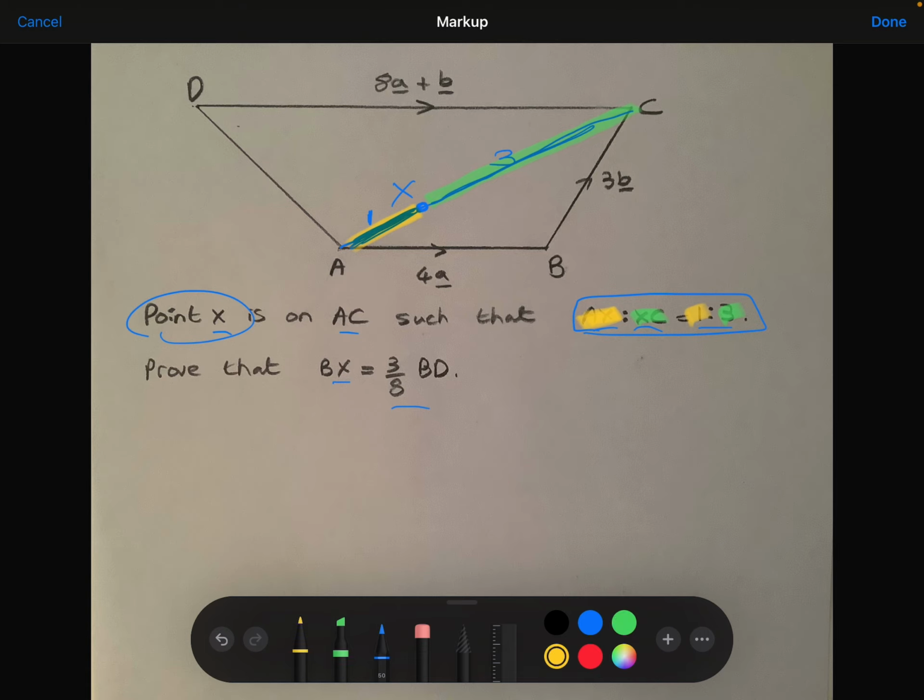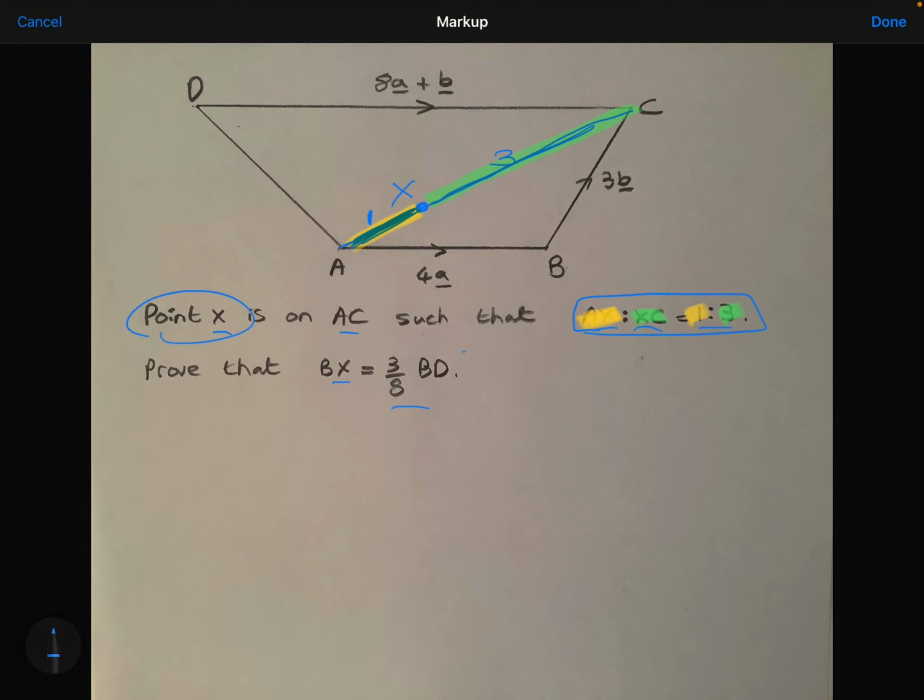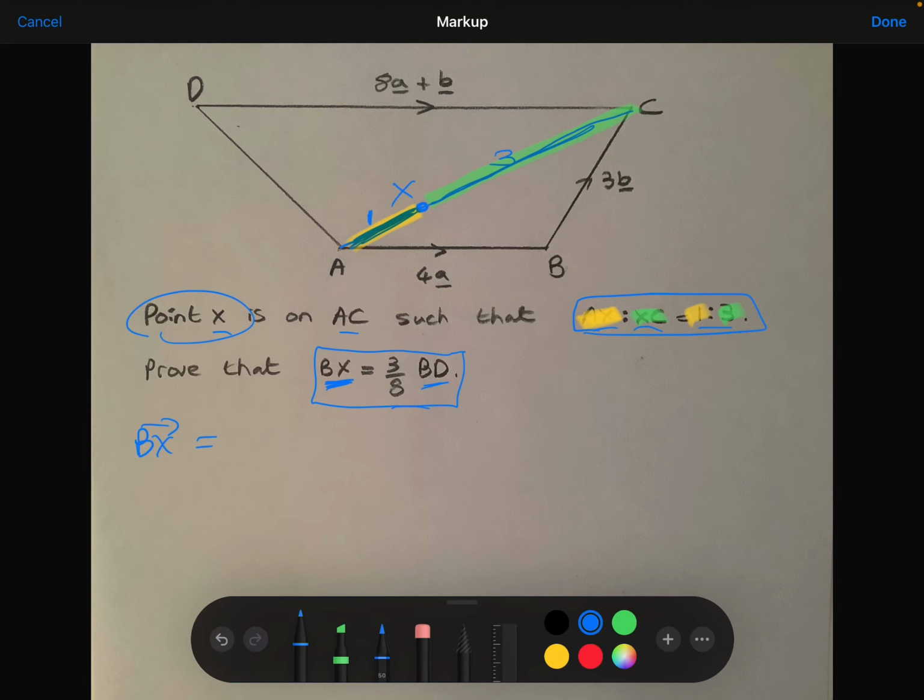Right, now, in order to prove this statement, I need to figure out an expression for BX. Then I'm going to get an expression for BD, and then show that BX is equal to 3/8 of BD. So first of all, BX. To go from B to X, let me draw that onto my diagram in a different colour. BX is like this.